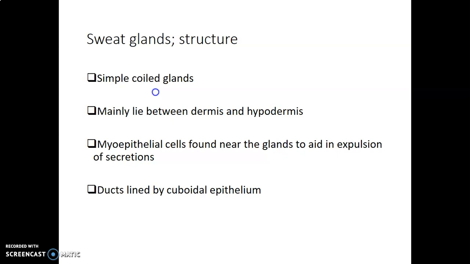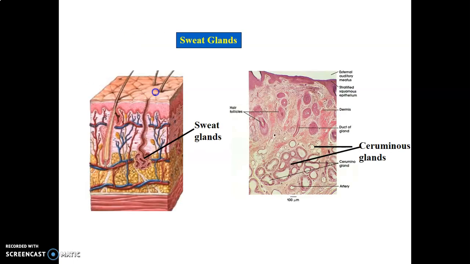So the sweat glands are simple coiled glands. Simple because the ducts do not branch. So they are coiled glands that lie within the dermis and the hypodermis of the skin, and around the ducts of these sweat glands, myoepithelial cells are found, and when they contract, they aid in expulsion of the secretions of the sweat glands. The ducts of the sweat glands, like any other exocrine glands, are lined by simple cuboidal epithelium. So these are the sweat glands, okay?